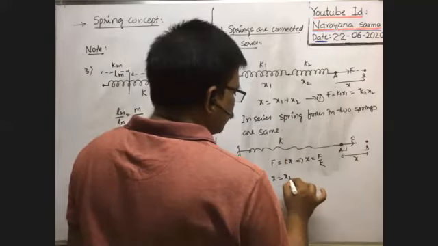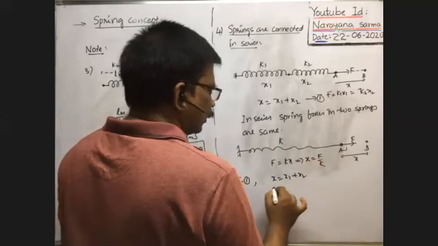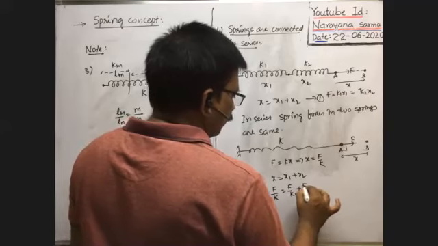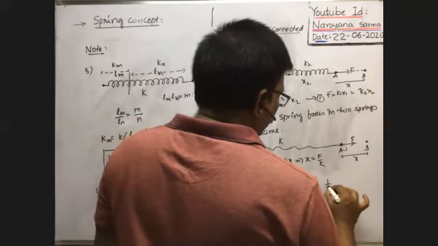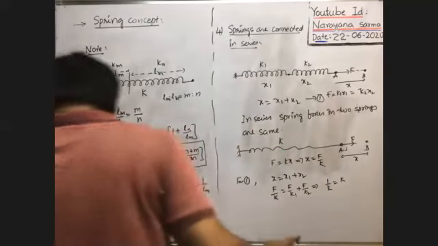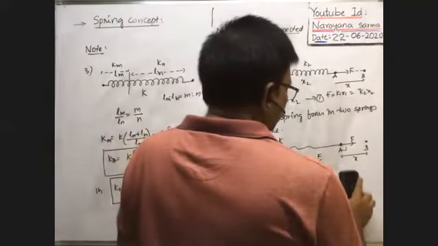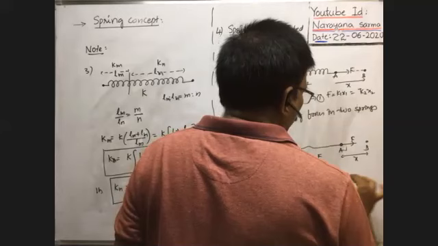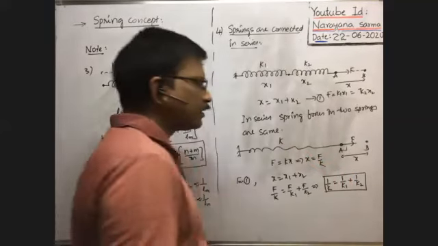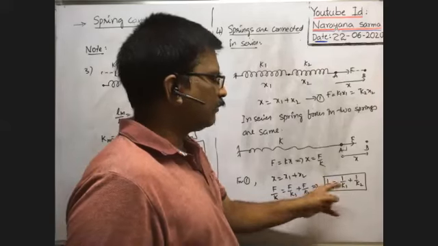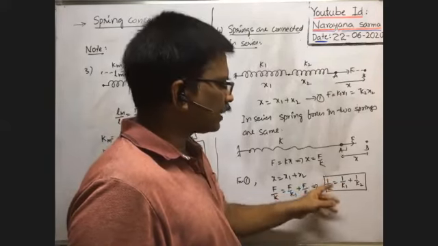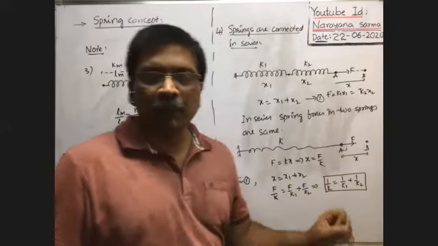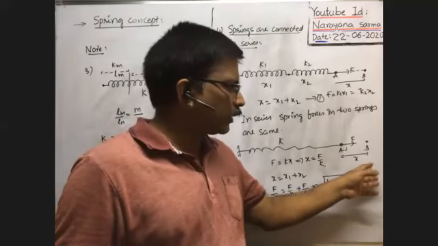Now, X is equal to X1 plus X2. Here X is equal to F by K, X1 means F by K1, and X2 means F by K2. So that implies 1 by K is equal to 1 by K1 plus 1 by K2. Whenever two springs having spring constants K1, K2 are connected in series, if the effective spring constant is K, then the reciprocal of the effective spring constant is equal to the sum of the reciprocals of the individual spring constants. Suppose if three springs are there, you have to write 1 by K1 plus 1 by K2 plus 1 by K3.